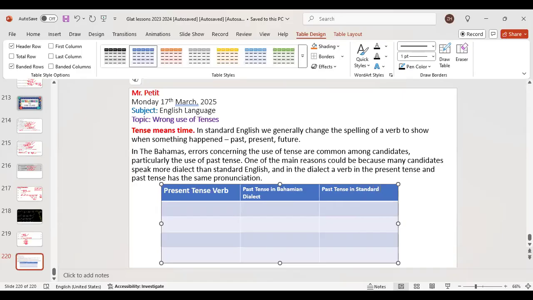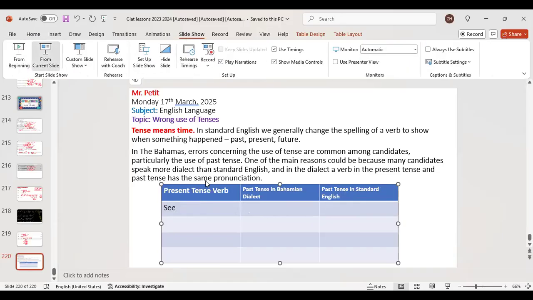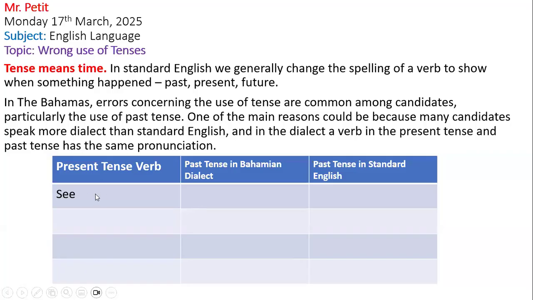So I want you all to help me with these sentences, right? So I'm going to give you all a verb and you're going to create a Bahamian dialect sentence. So the verb is see, okay? How are we going to give me something in Bahamian dialect? Yeah, you see. Great job. See, using the verb see. No. Say it again.